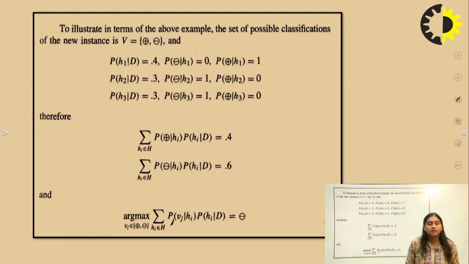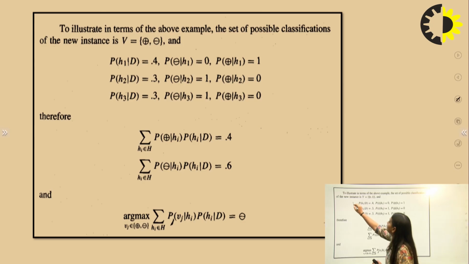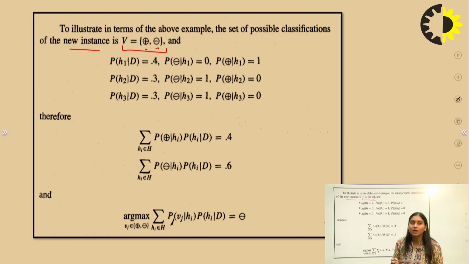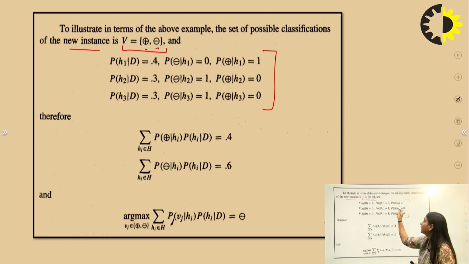Now we'll discuss this concept, the Bayes optimal classifier, with the help of an example. In this example, as you can see, we have a new instance and V values. V is plus and minus, so we have two classes here, one positive and one negative. We are given some data set here, like P(H1|D) is equal to 0.4, P(minus|H1) is equal to 0, and when hypothesis H1 holds, the probability of plus, that it will associate with the positive class, will be 1 only. Okay, so such a data set is given to us.